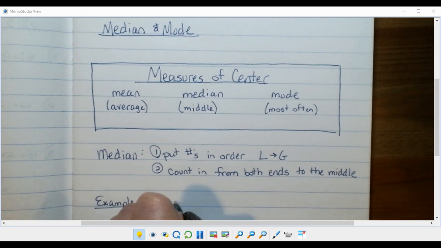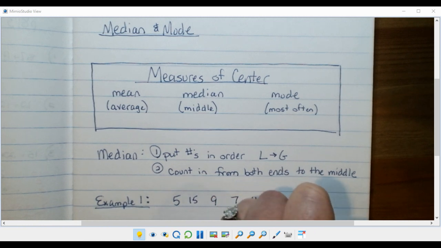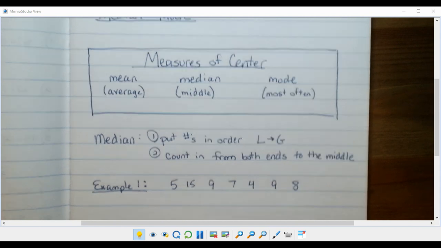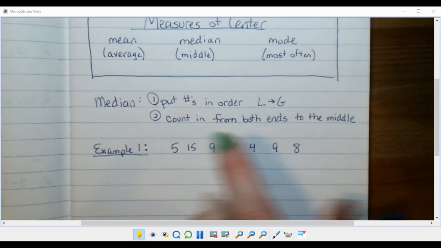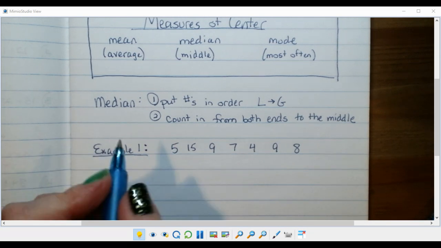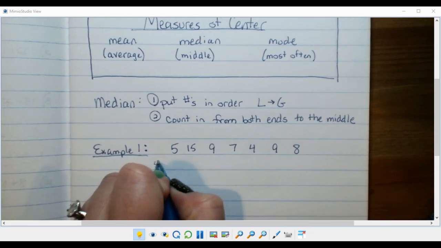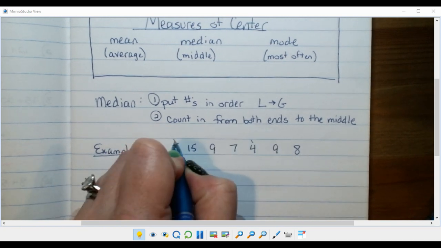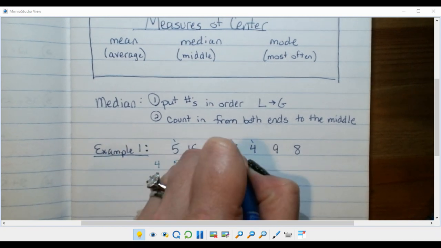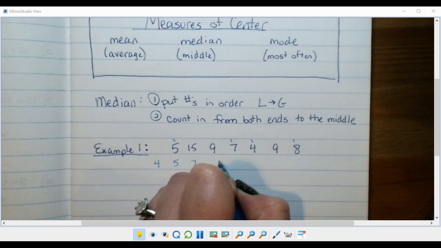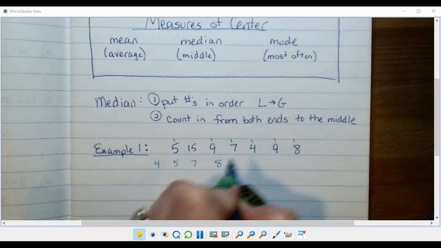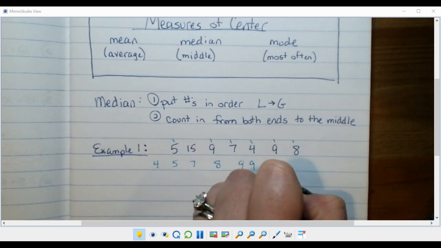Let's say that we have the data 5, 15, 9, 7, 4, 9, and 8. 1, 2, 3, 4, 5, 6, 7 pieces of information in this example. All right, our first step is to put them in order from least to greatest. So it looks like we go 4, sometimes I'll put a little slash or check them off, then 5, then 7, then 8, 9 happens twice, and then 15.